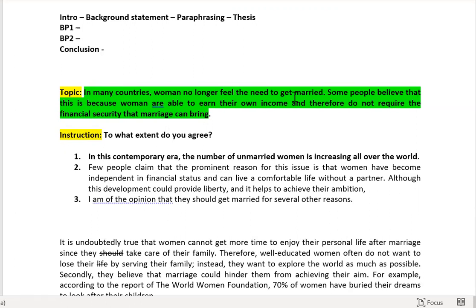In many countries, women no longer feel they need to get married. Some believe that this is because women are able to earn their own income and therefore do not require the financial security that marriage brings. Few people claim that the prominent reason for this issue is that women have become independent in financial status and can live a comfortable life without a partner. Now although this development could provide liberty and it helps to achieve their ambition.